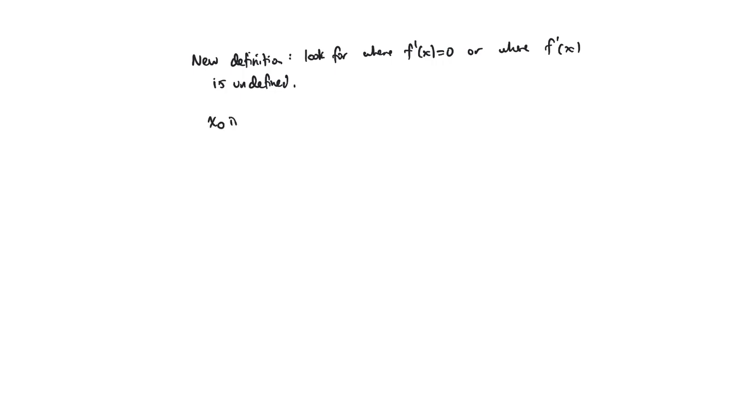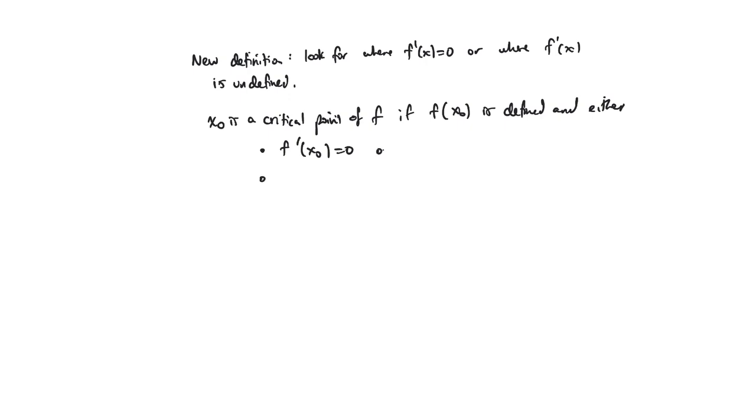So x naught is a critical point of f if f of x naught is defined and either f prime of x naught equals 0 or f prime of x naught is undefined. The reason that we specify that f of x naught has to actually be defined is, it's not very interesting to consider a point that's not even in the domain of a function.